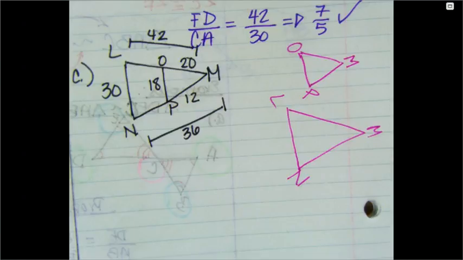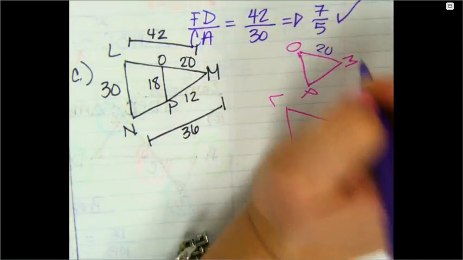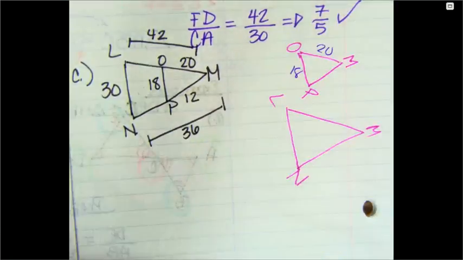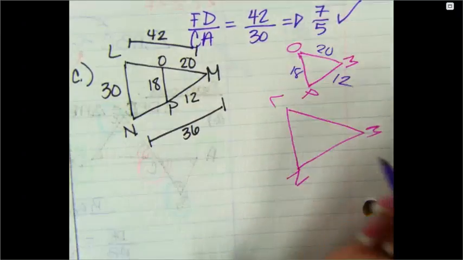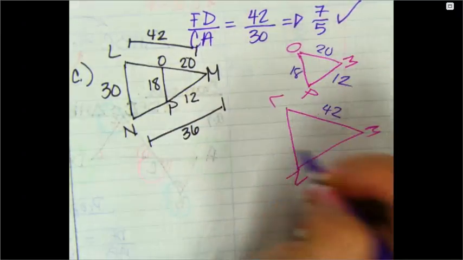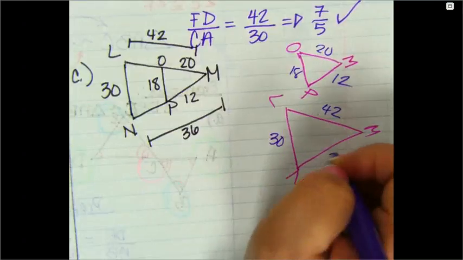What length is MO so I can put it in my triangle? 20. What is OP? 18. What's PM? 12. LM? LN? And last one? Okay.